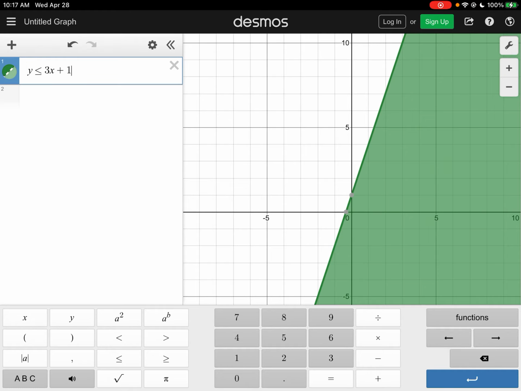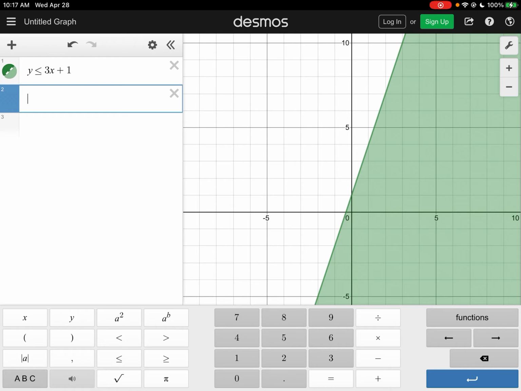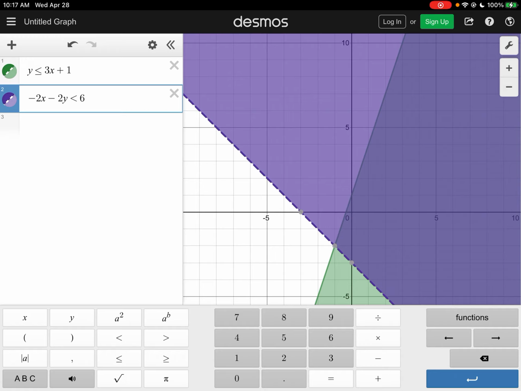But I don't want to just use that. They want us to use both of the inequalities and see which points work for both, not just one or the other. So I'm going to type in the second inequality. It's going to shade something else. It shaded purple for me. If they just wanted to know which were solutions for negative 2x minus 2y less than 6, then we would look at anything shaded purple.